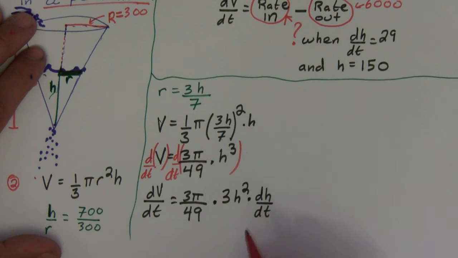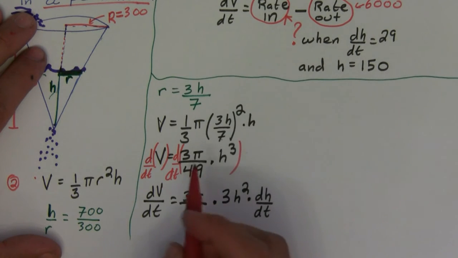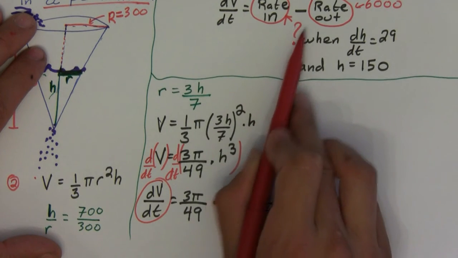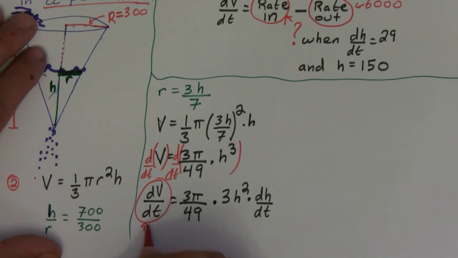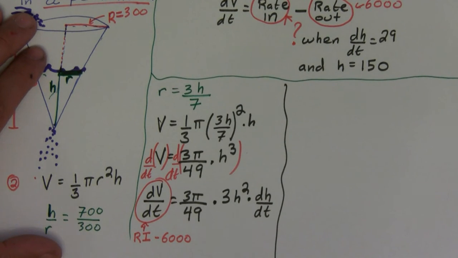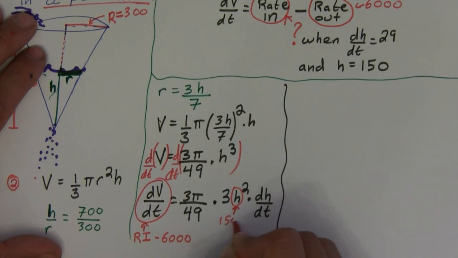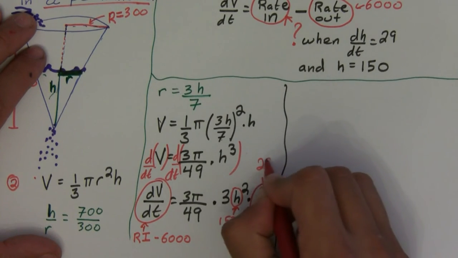Okay, and now I look at this and I know what this is. dV over dt, this is what I have right here. This is the rate in minus the rate out. Rate in is the one that I'm looking for. So let me call this guy rate in, I'm going to call it RI. Rate in minus 6,000. Okay, so that's that one. And then h, well, that's just 150 centimeters, right? I have it right here. And then dh over dt, this is 29, I have right there.